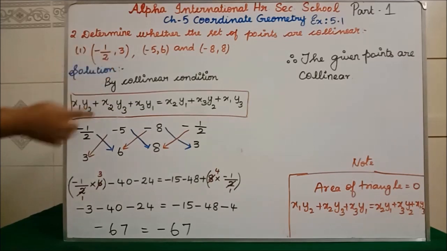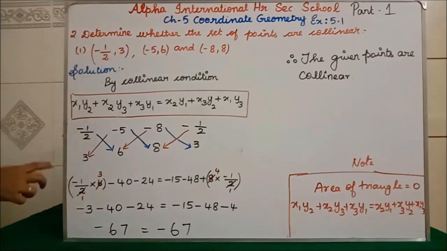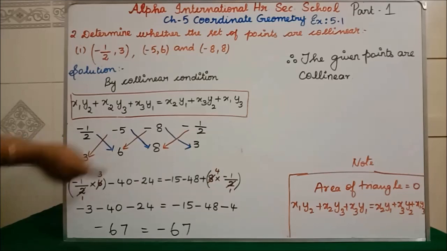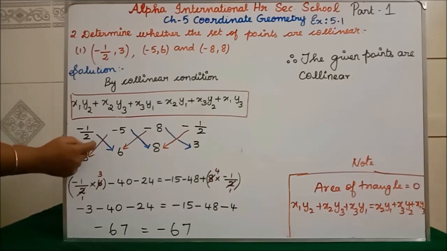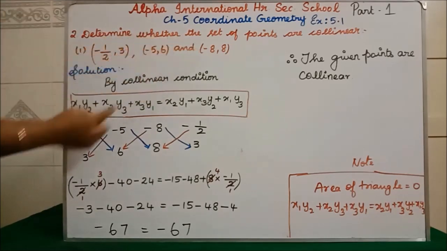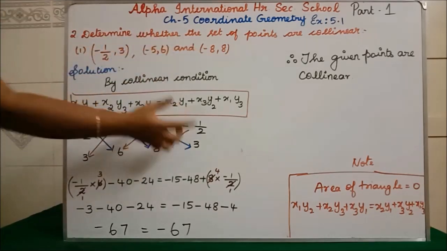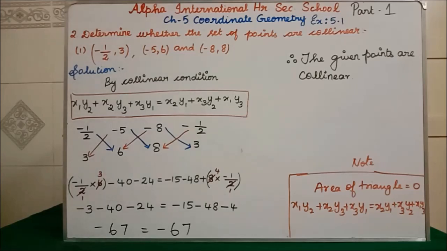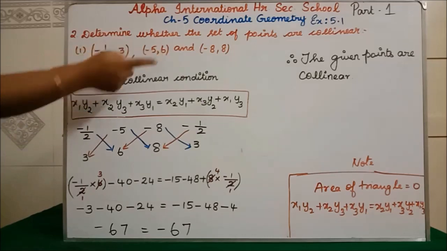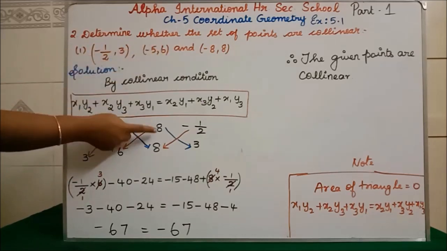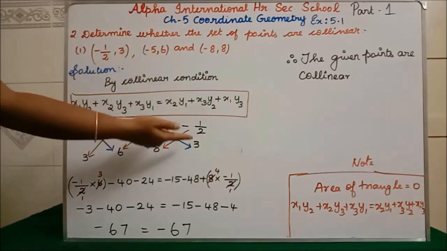Minus 1 by 2 comma 3. Next is minus 5 comma 6. Next is minus 8 comma 8. What I told, whatever the number you are writing first, the same point one more time you have to write. I told you, no, don't forget students. If you are having 3 points, when you are writing you have to get 4. Remember that. Okay, here minus 1 by 2 comma 3. Minus 5 comma 6. Minus 8 comma 8. Again this point you are going to write there.